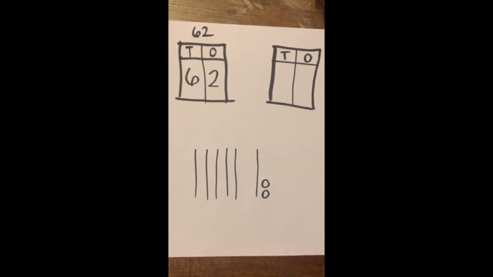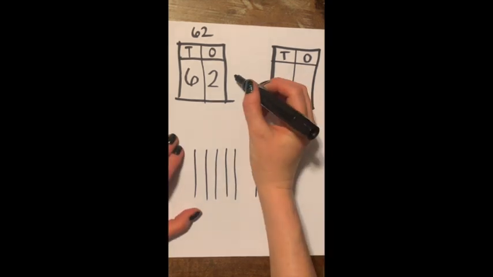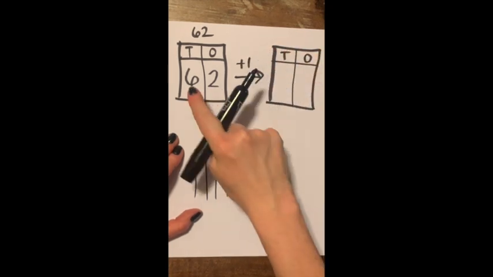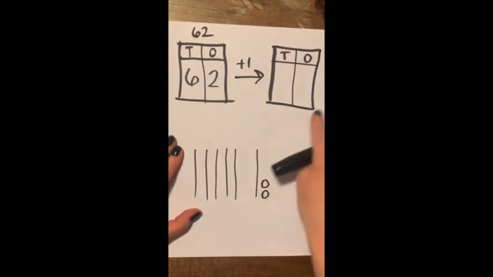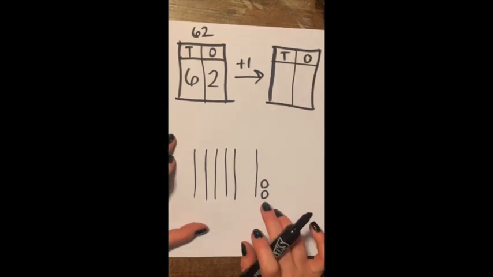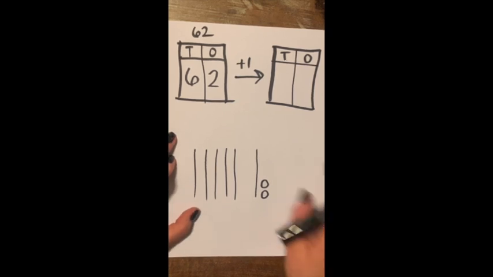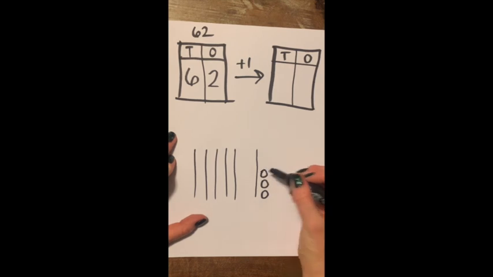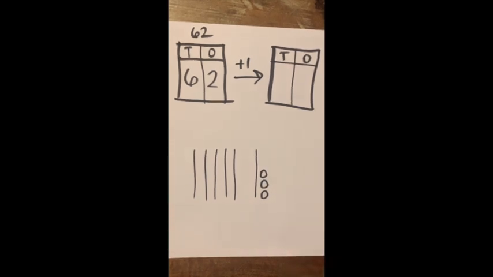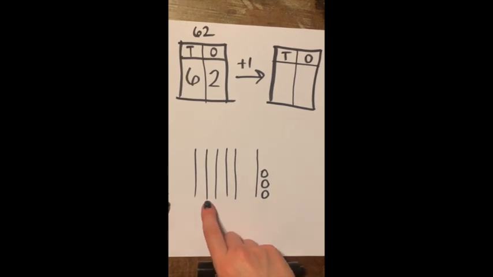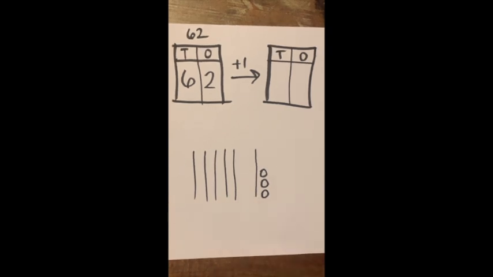Now I want to use this method to find one more than 62. So I want to know 62 plus 1. What would that give me? I'm going to add to my quick 10 drawing just to help me really see it. So I'm only adding 1, so I'll add one little circle. Now what number do I have? Let's start by counting up the tens. I have 1, 2, 3, 4, 5, 6 tens still.